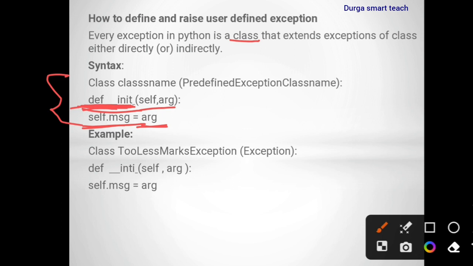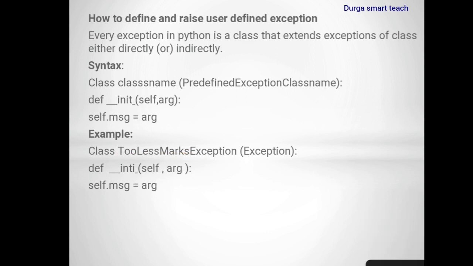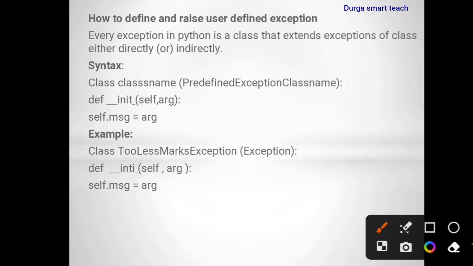Let's see the example. class TooLessMarksException. The class name must have every word starting with a capital letter, that's why TooLessMarksException. This class is a subclass of the superclass Exception. So I am deriving TooLessMarksException from the Exception class.